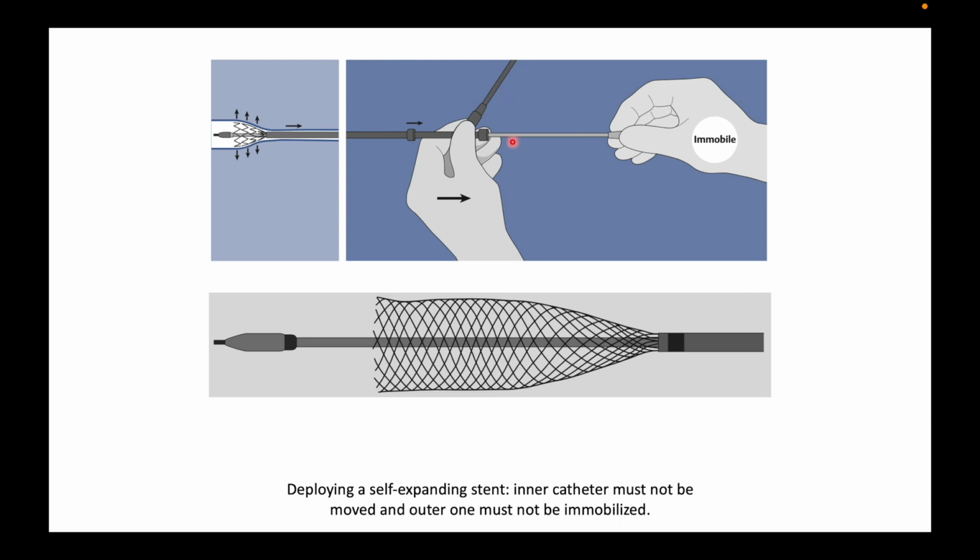How to deploy these self-expanding stents? The inner catheter must not be mobilized. So this hand remains immobilized, fixed, and only this left hand is going to come back and bring this outer catheter backwards, and that will deploy the whole stent.